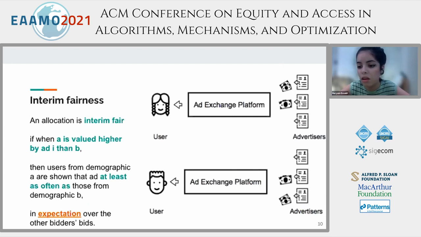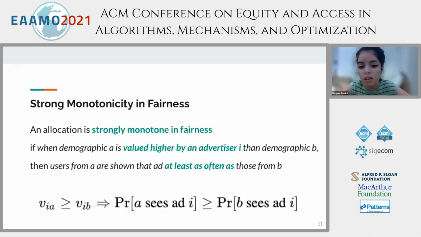population of the buyers. And more than just interim fairness, we're going to also study a stronger definition of fairness here. So recall in the prior work that we saw, the fairness guarantee that was demanded was that equally valued users are shown an ad with the same probability. But here we're going to do something stronger. And we are going to demand that if a demographic A is valued higher by an advertiser than some demographic B, then users from that demographic are shown that ad at least as often as those from demographic B. So we are going to call this strong monotonicity fairness.